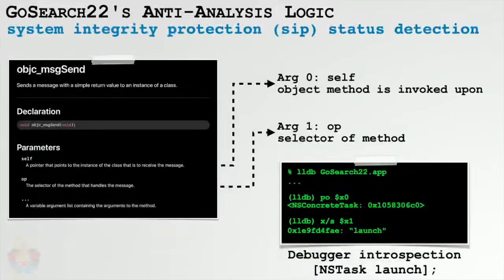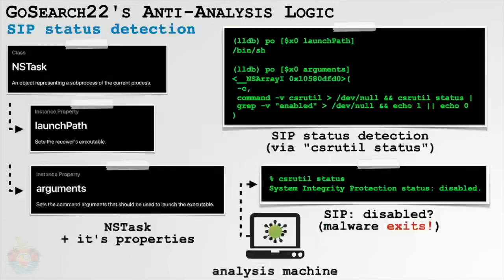The objc_msgSend function is the Apple API that's executed whenever an Objective-C function call is made. Apple documents this so we know what the values of the arguments should be, so we can print them out in a debugger. Here we can see it's an NSTask object, and it's invoking the launch method. Reading more about the NSTask object, we can see it has other instance variables or properties, including a launch path and arguments. We can dump these in our debugger.